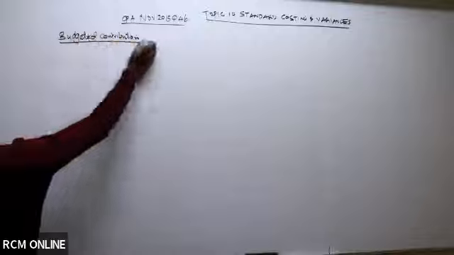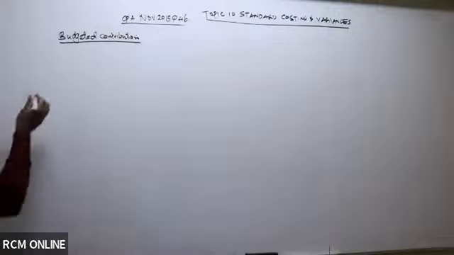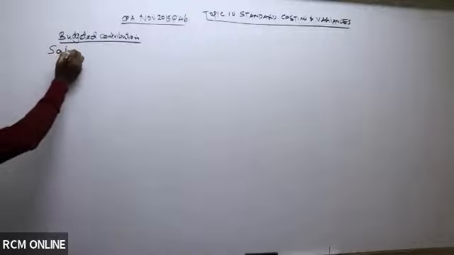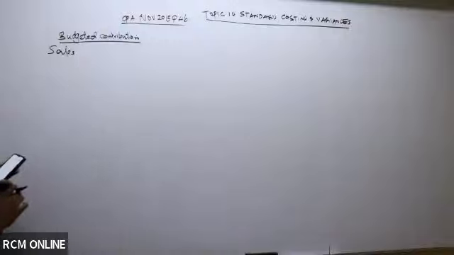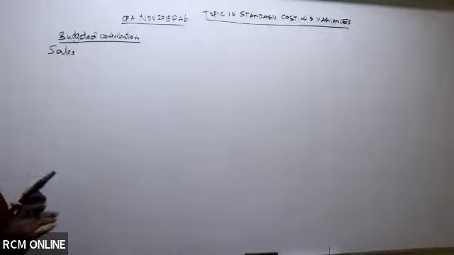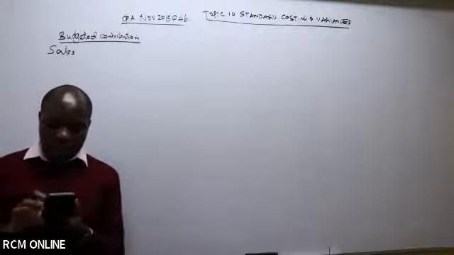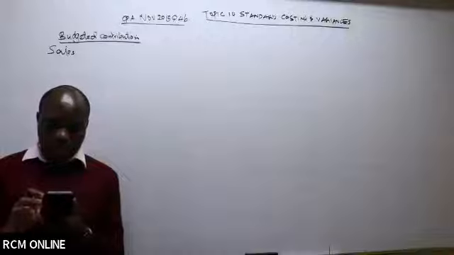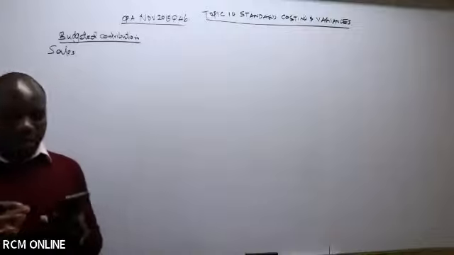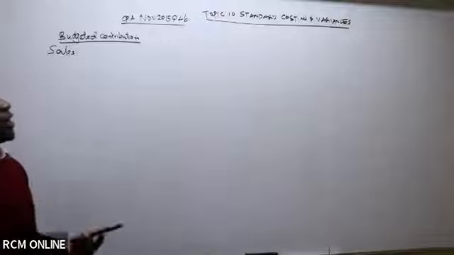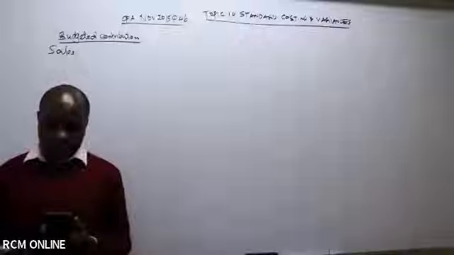Budgeted contribution. We need to get sales, right? We're given a selling price per unit, which is 136. So how many units were budgeted? Budgeted production. Do we have that information anywhere? Budgeted production, additional information number 1, that is 38,000. So 38,000 by 136. What will you have?